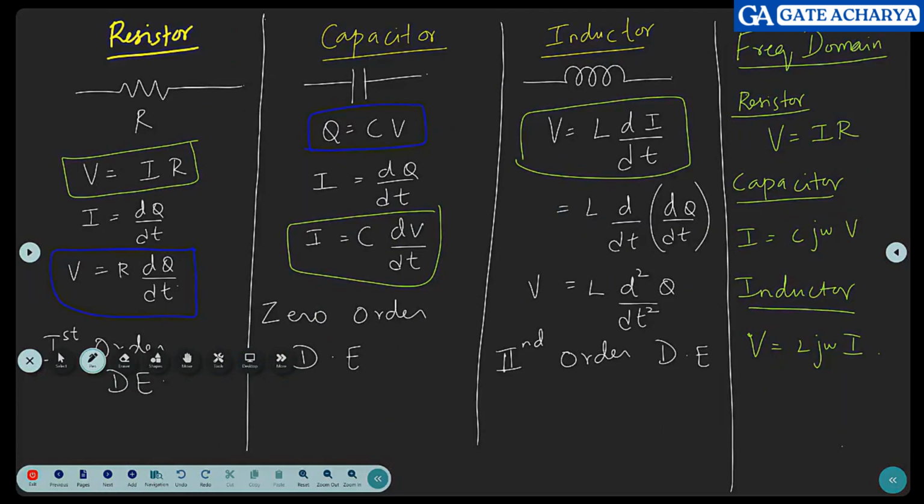Basic differential equations. Here we did not write the integral equation. What is the integral equation? We used it some time back. V equal to 1 by C integral 0 to t I dt. And how about here? The integral equation is I equal to 1 by L integral 0 to t. These are all integral time domain equations.